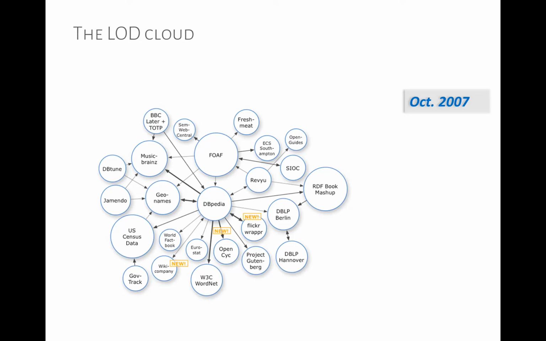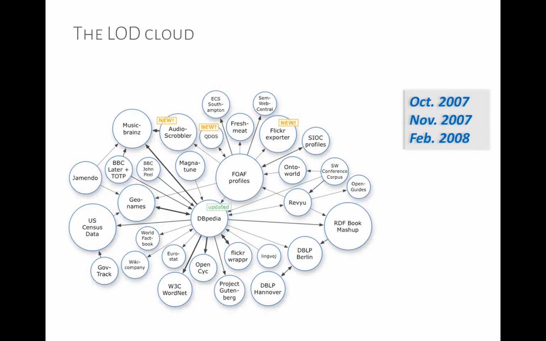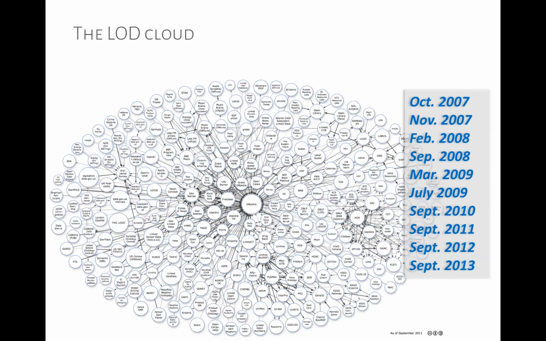All of these bubbles here are different data sets, and these links mean that the data set offers links to the data sets of the other on a different website. So we see that we have these data sets and they're starting to get interlinked, and this was the case around 2007. Then November 2007, then February 2008, September 2008, March 2009, July 2009, September 2010, September 2011, 12, 13. They didn't bother updating it for a while, it was just too tedious.